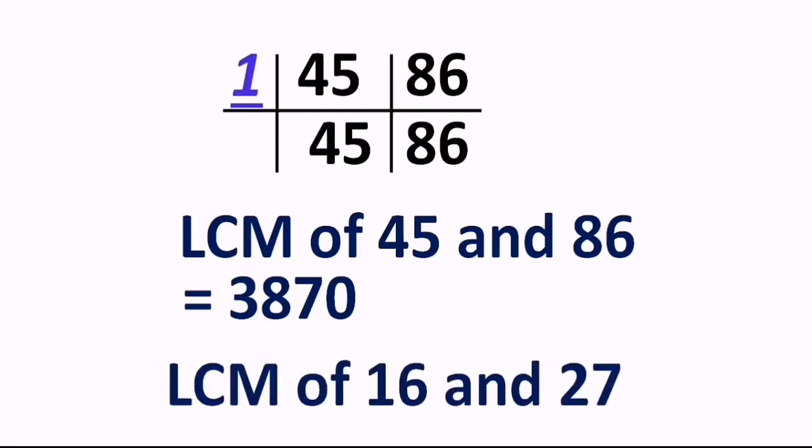Okay, so try this sum also, 16 and 27. Again, these two are co-prime numbers, and there's no need to go ahead and find the LCM. You just have to multiply 16 and 27, and there you get the LCM. Don't forget to write the answer for the LCM of 16 and 27 in the comment section below. Waiting for that part.